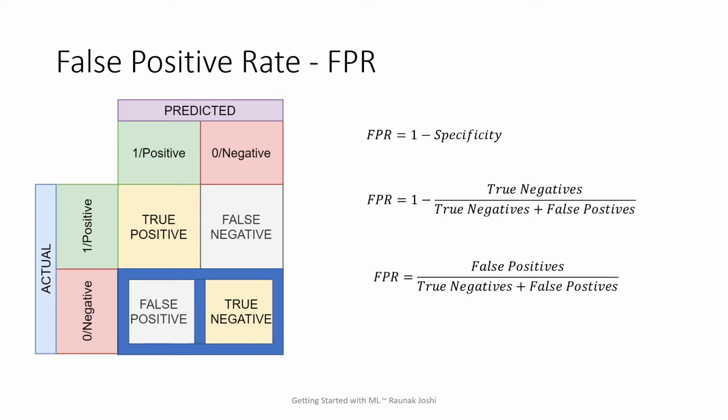And the final formula that we get, if you want to specifically mention the formula for the FPR, it is false positives divided by true negatives plus false positives. So I am taking the ratio of the false positives with respect to the actual negative values. So this is how it works.